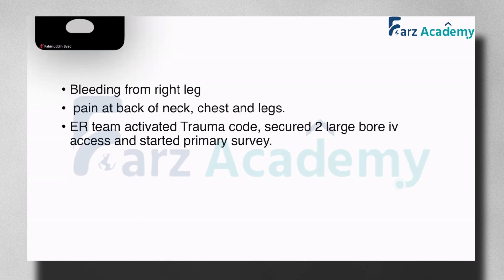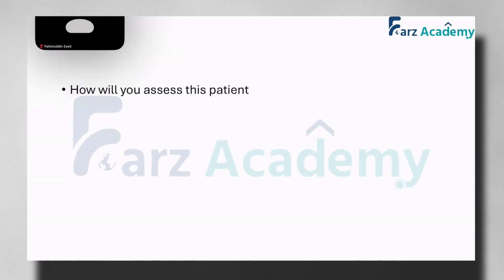So, moving on to question number 1. First, how will you assess the patient? One of you just unmute yourself and answer it. Here, the assessment will be on the ABCDE approach. A will be the assessment of the airway. I look for any obstruction of the airway, any injury, and if there is airway injury, simultaneously we need to secure it.